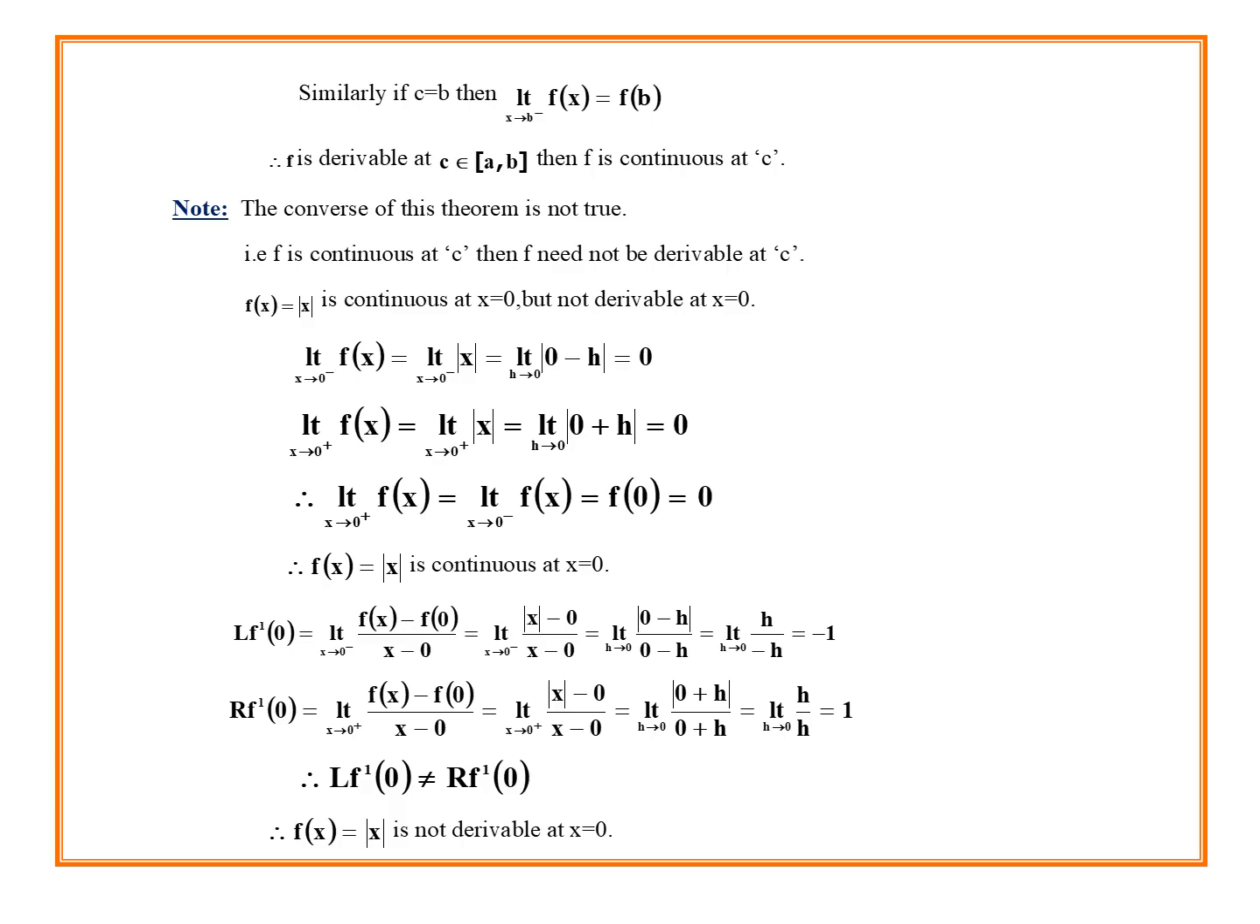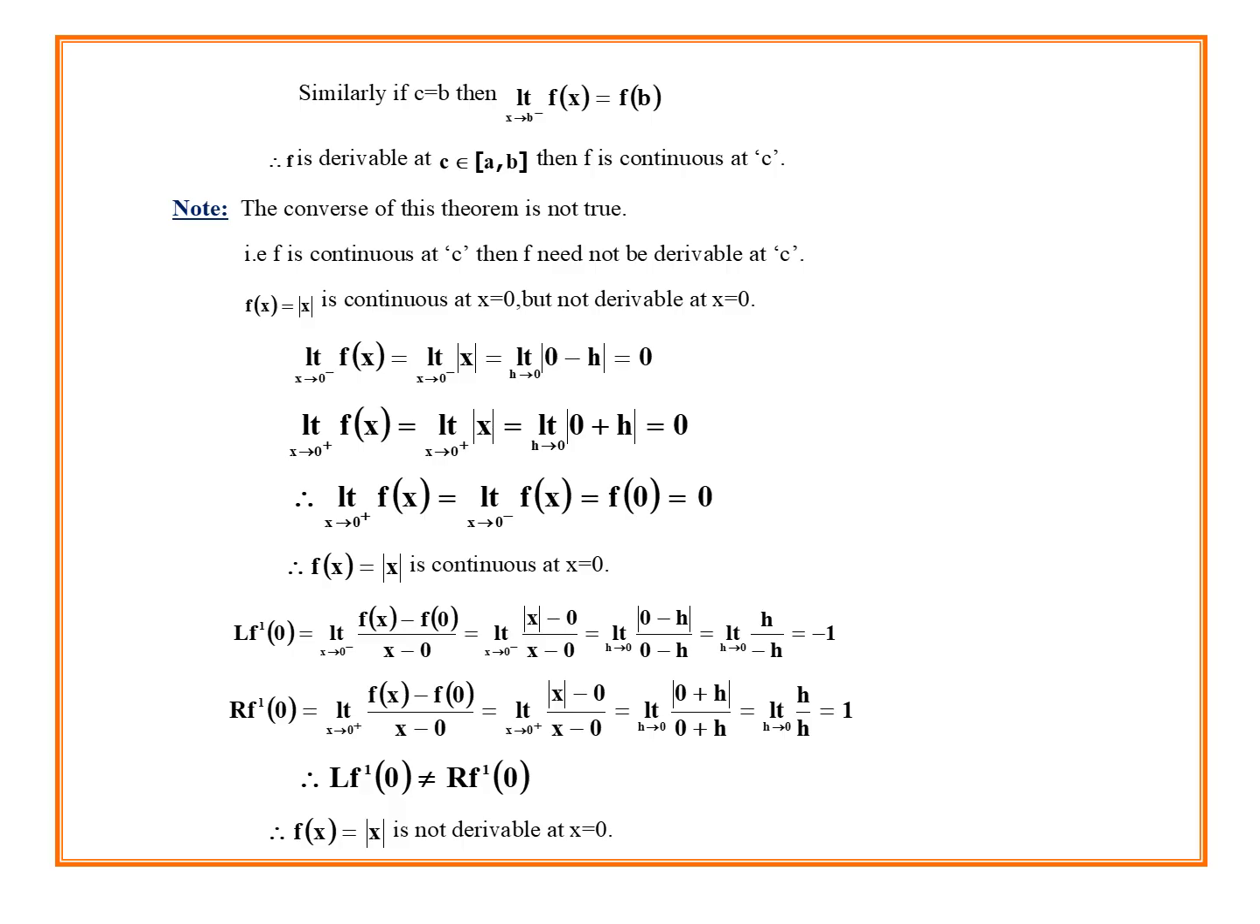Continuation of above theorem. Similarly, if c is equal to b, then limit x tends to b minus f of x is equal to f of b. Therefore, if f is differentiable at c belonging to the closed interval [a, b], then f is continuous at c. The note point is that the converse of this theorem is not true. That is, if f is continuous at c, then f need not be differentiable at c.